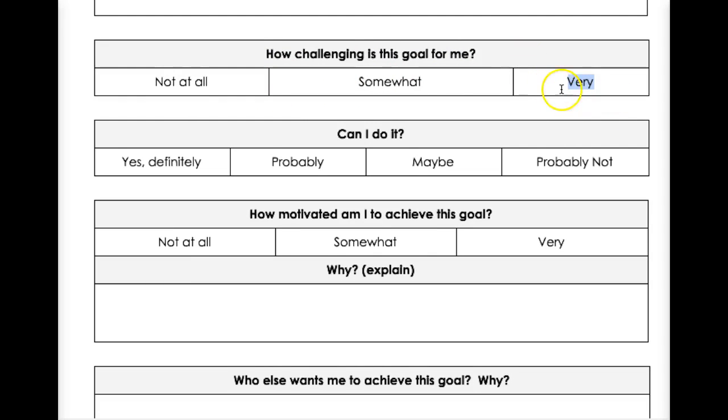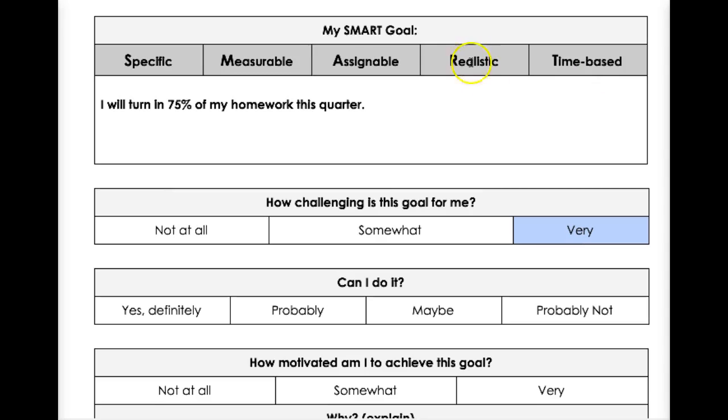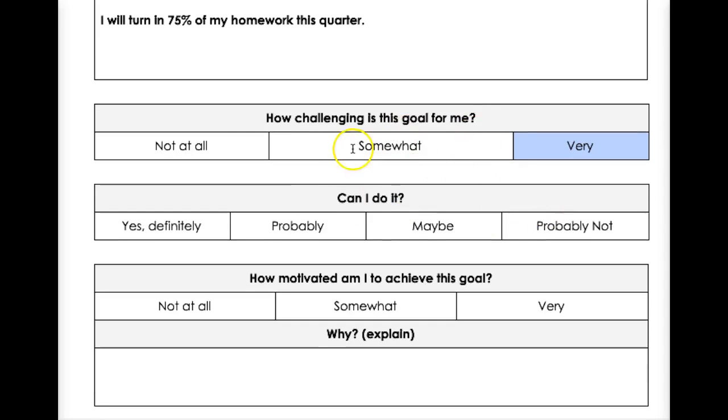Okay. If that is true for you, if you put very here, you want to really double check it and make sure that it's not too hard, right? That it's realistic. So really be careful there. If it's not at all challenging, same thing. You need to change it. Like there is no point. It's a waste of your time to fill out the sheet if you're just going to put something that you either are already doing or is super easy for you. That's a waste and you're not going to grow from it.